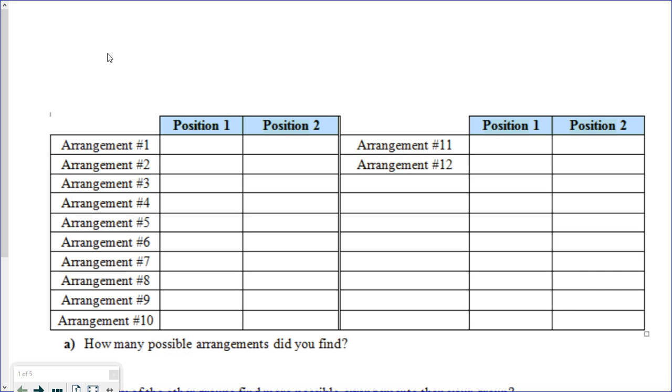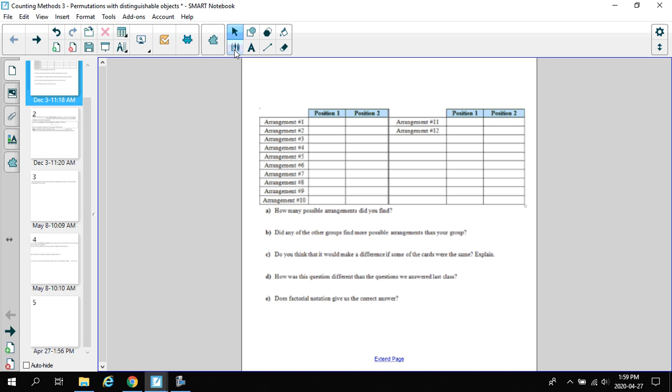So choose 4 different cards. Oops, I don't have my pen on. So pause the video, because I'm not just going to sit here in silence. Pause the video and try to arrange the 2 different cards.